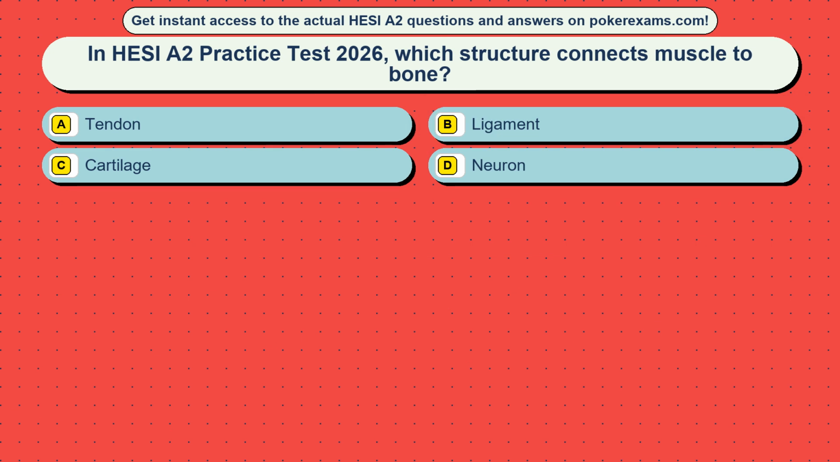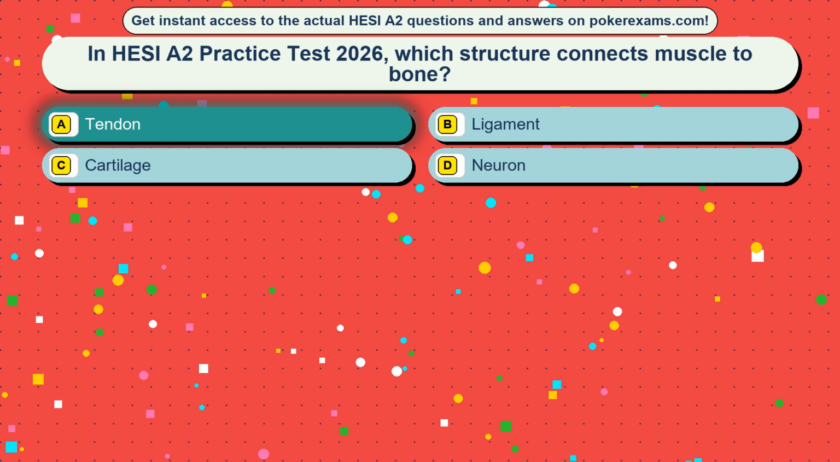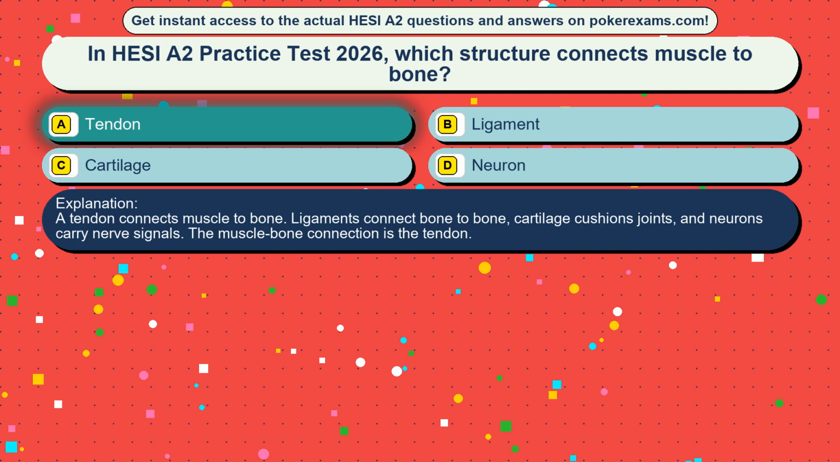Question 33. HESI A2 Practice Test 2026, which structure connects muscle to bone? Option A tendon, option B ligament, option C cartilage, option D neuron. The correct answer is option A, tendon. A tendon connects muscle to bone, ligaments connect bone to bone, cartilage cushions joints, and neurons carry nerve signals. The muscle-bone connection is the tendon.